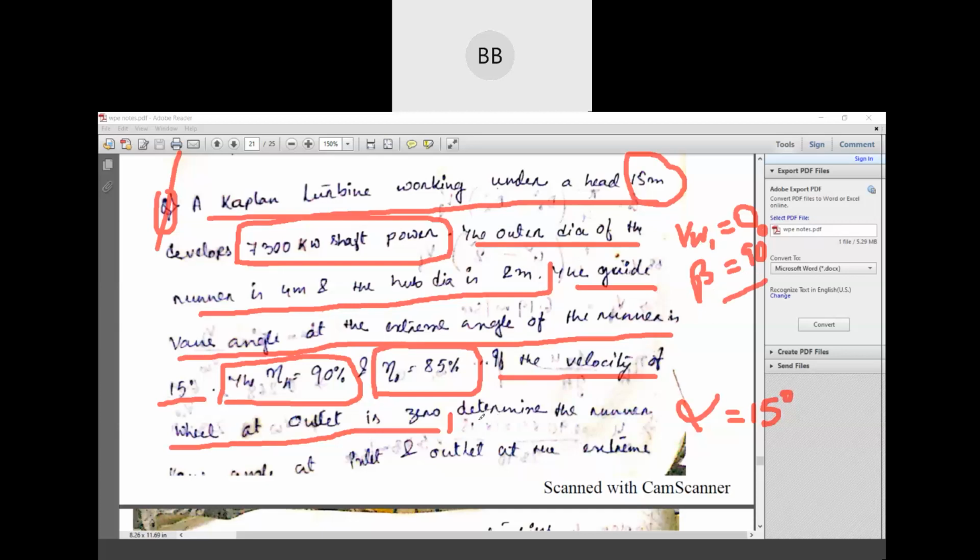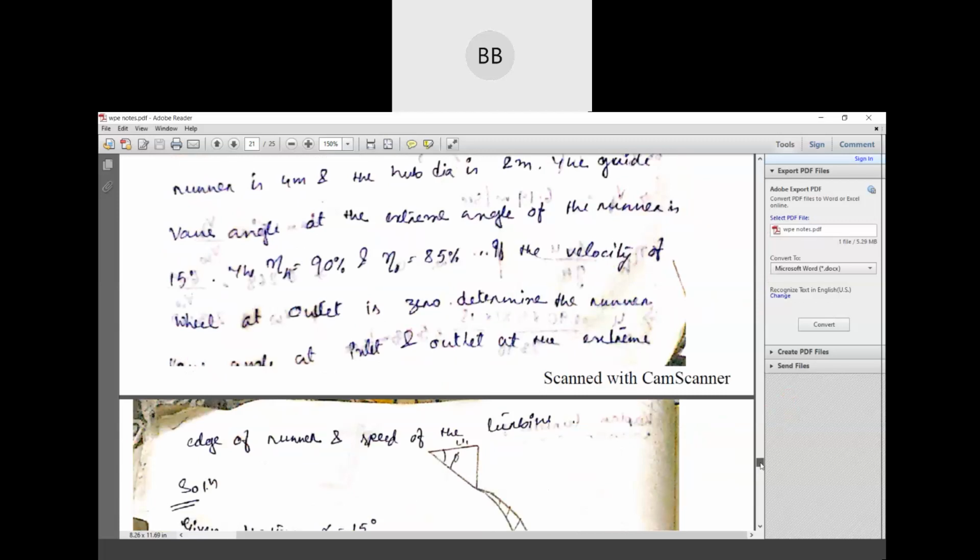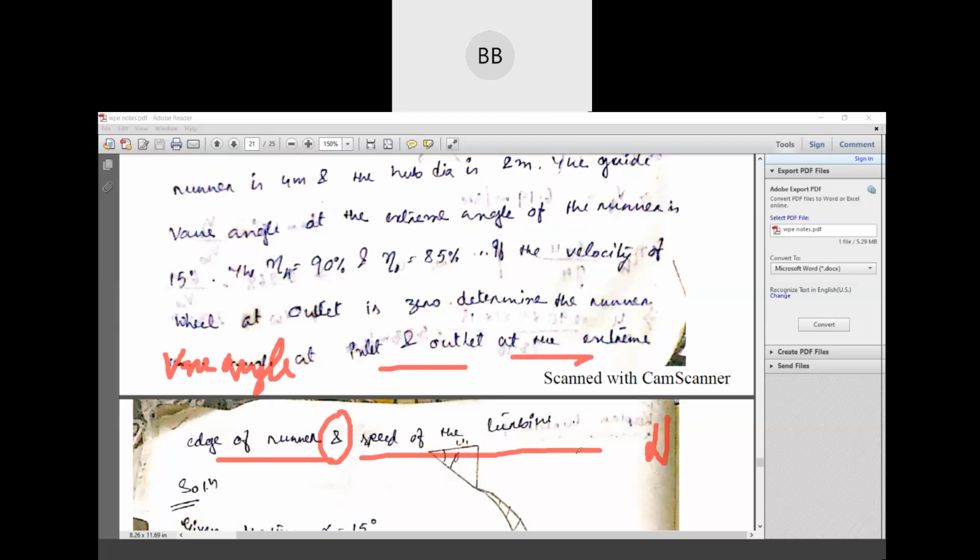So determine, that means what it says, if velocity component of whirl at outlet is 0, determine the runner vane angle at inlet and outlet, and also the speed of the turbine, that is N. So we have to find out the vane angles at inlet and outlet at the extreme edge of the runner, and we have to find out the speed of the turbine, that is N.